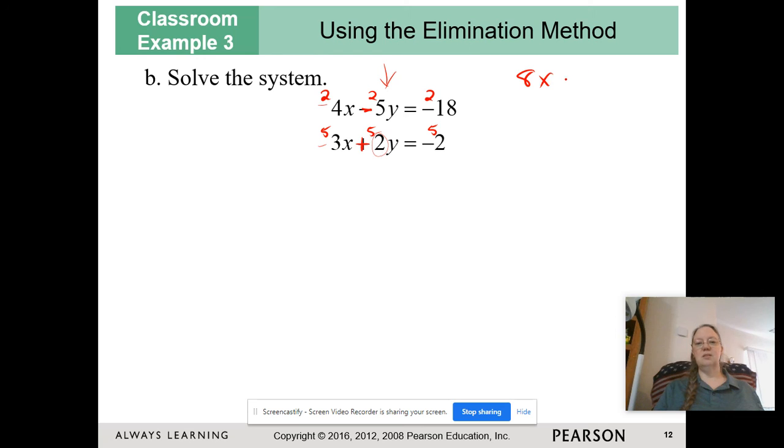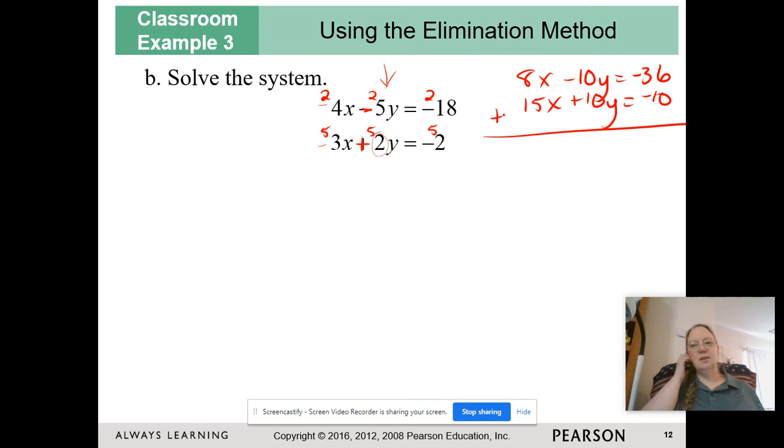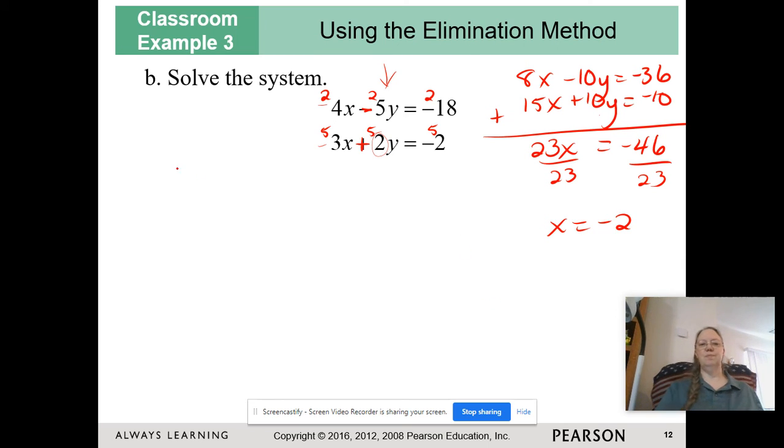So 8x minus 10y, negative 36, 15x plus 10y is negative 10. And I get, what do I get? 23x, my y's eliminate, negative 46, divide by 23. And I get x is equal to negative 2, which I'm probably going to substitute into the bottom equation.